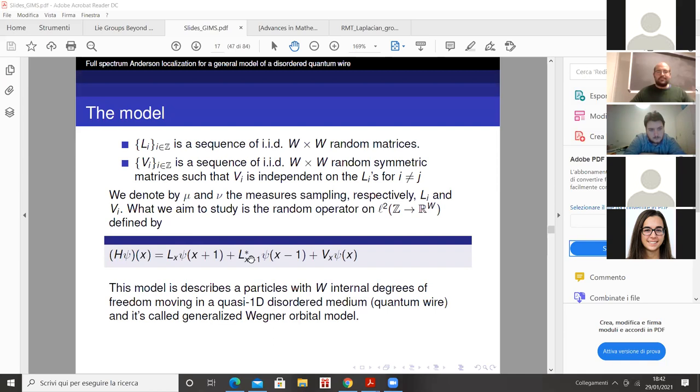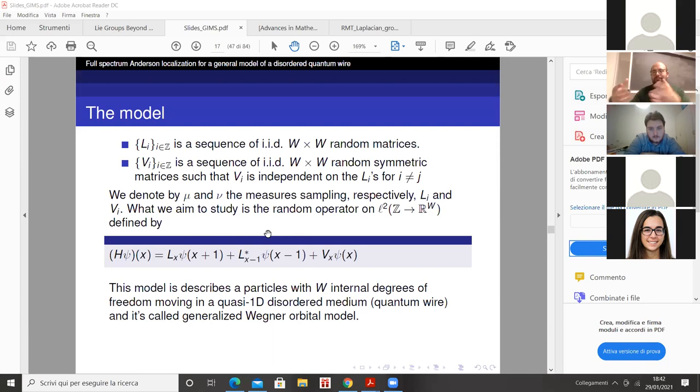So in some cases, you have randomized the kinetic energy of the model. And here you have a generic symmetric matrix rather than a Jacobi matrix, a more general potential. This model represents a particle with internal degrees of freedom. So if you have the identity here, you have the Laplacian that represents an electron, a particle that has no internal degree of freedom.